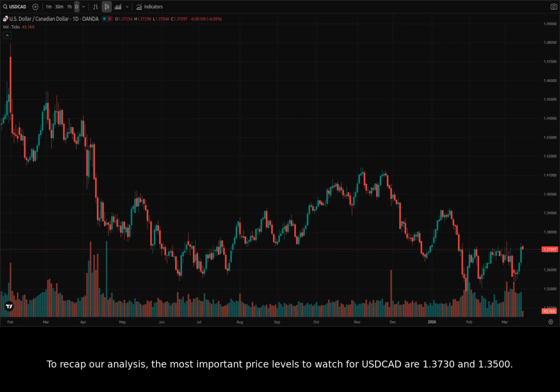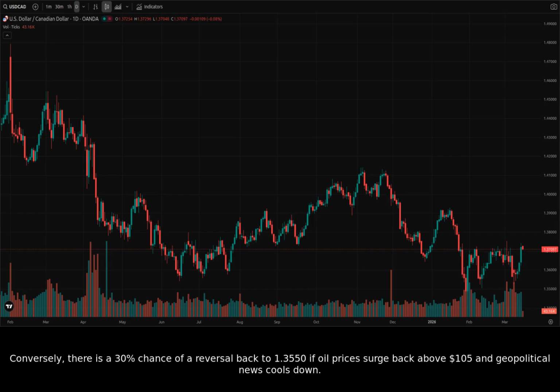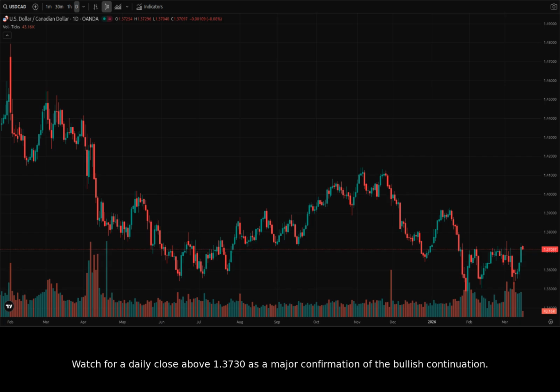To recap our analysis, the most important price levels to watch for USD CAD are 1.3730 and 1.3500. I believe there is a 70% likelihood of testing the 1.3800 level this week if Middle East tensions continue to escalate. This prediction is reinforced by the safe haven demand for the US dollar and the weak Canadian jobs data. Conversely, there is a 30% chance of a reversal back to 1.3550 if oil prices surge back above $105 and geopolitical news cools down.